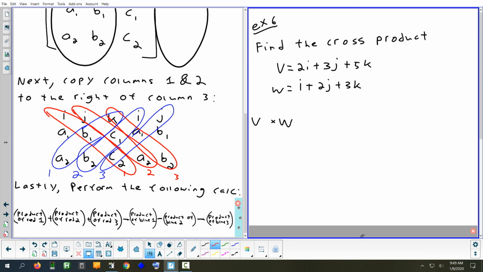So the first step to finding the cross product is to set up what you're going to look at. What are the first three things you're going to write down across the top? I, J, K. What are the next three things you're going to put? 2, 3, 5. Last three? 1, 2, 3.